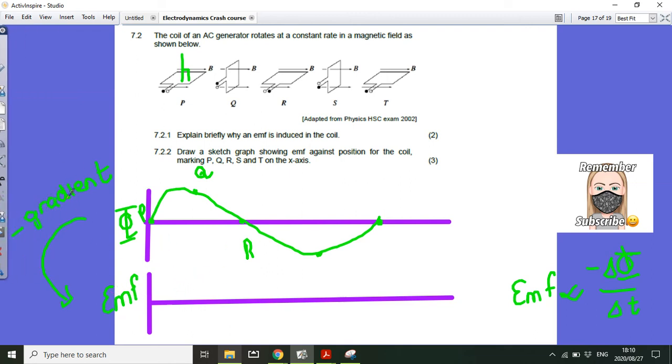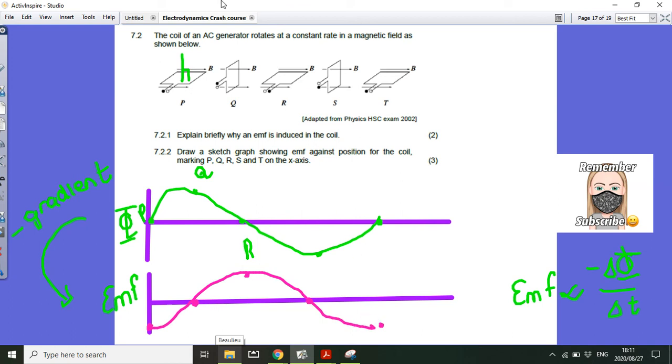Then the EMF is the negative gradient. So here you can see the gradient is steep and it is positive. So I'm going to start on the negative side. Here the gradient at Q, I should have made it at Q. There you can see my diagram's a bit dodgy. But at Q there, it will be at 0. At R, my gradient is negative and maximum. So that means negative gradient will be then positive. And here I've got a 0 gradient again. Here I've got a positive gradient. So that means my value is going to be negative. And there we go. There is our curve.